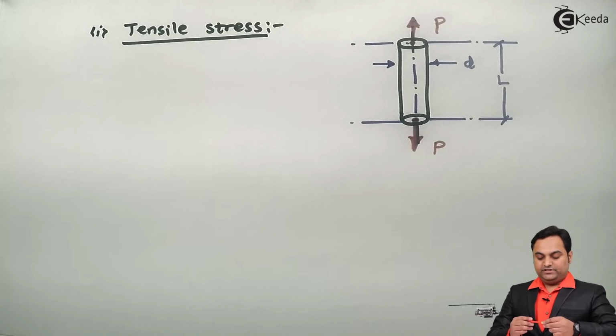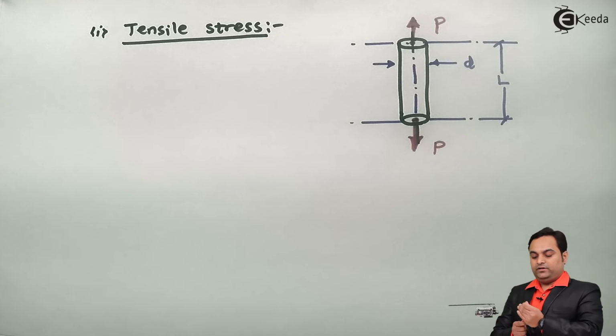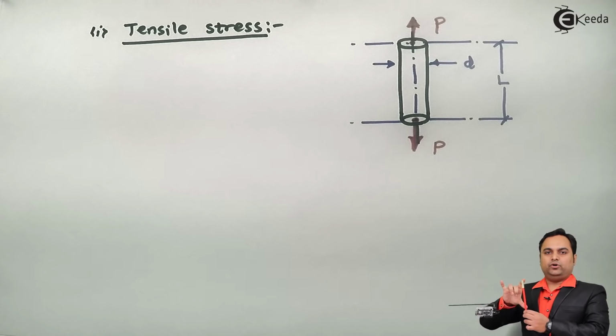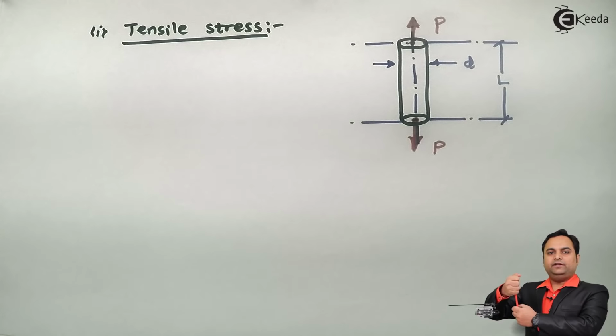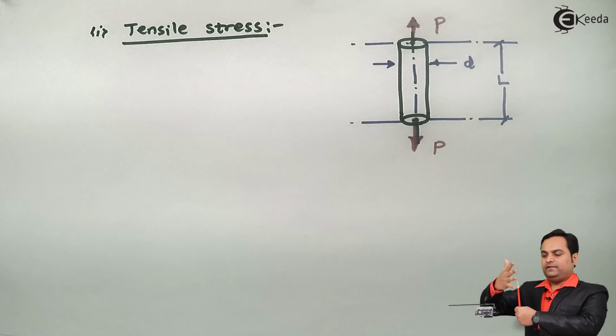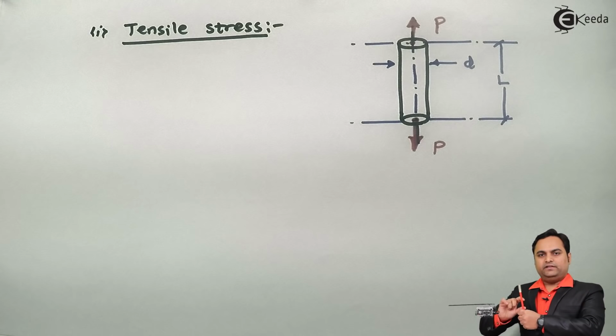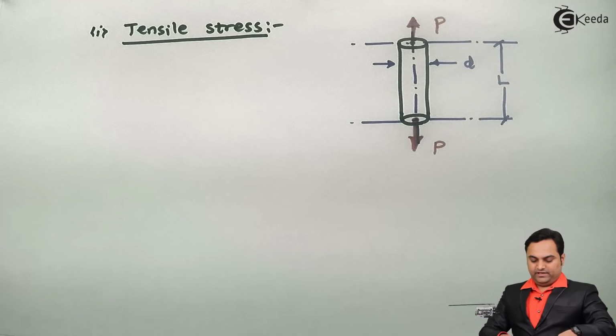It is similar to this example. If I have a pen here which I can consider as a rod, and I apply two forces which try to pull this pen, the first force pulling it upward and the second force pulling it downward, then when I am pulling this, tensile stress is developed in this rod. The same thing happens here.